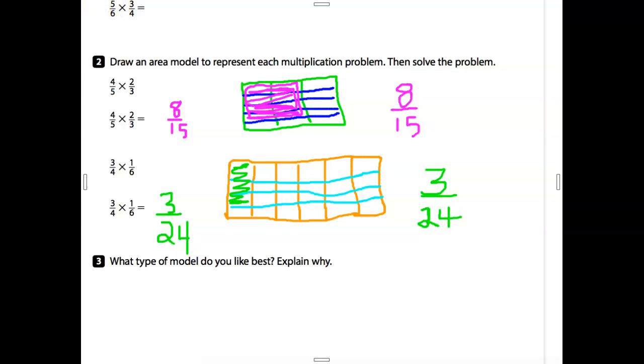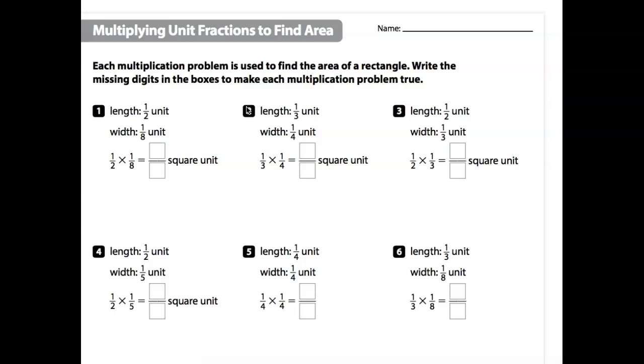All right, let me pause this for a minute. All right, we're going to move on to page 31. I think you're going to find the rest of today's assignment quite easy because you have your multiplication chart there, and all you're going to need to do is multiply. So it just says write the missing digit. So all we're going to do is multiply.